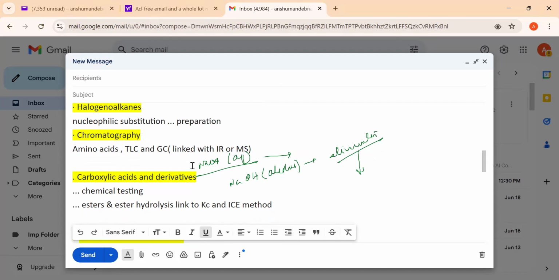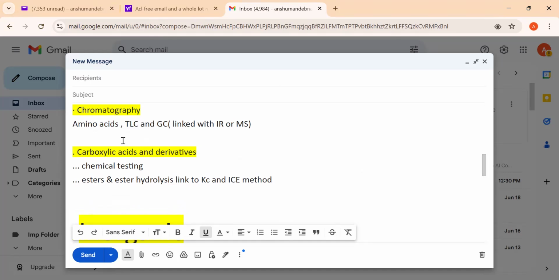Again, I'm saying that these are not my predictions. These are the things which you have to do after you complete the revisions on your own, going to the past papers and all, right? So next is what? The chromatography will be tested, linking with the amino acids.